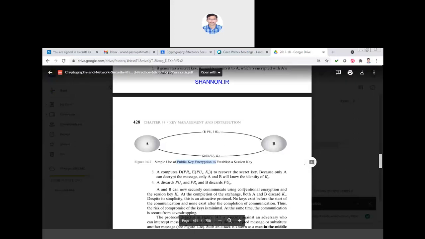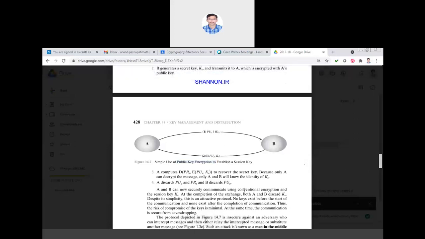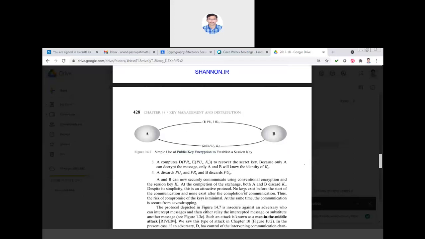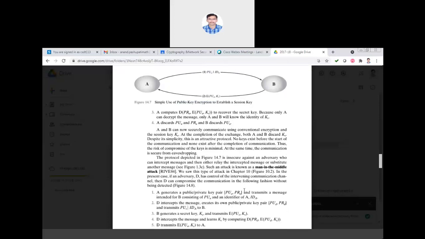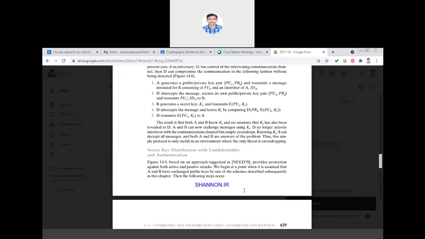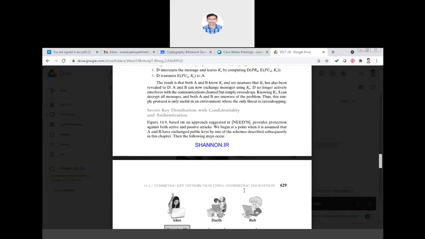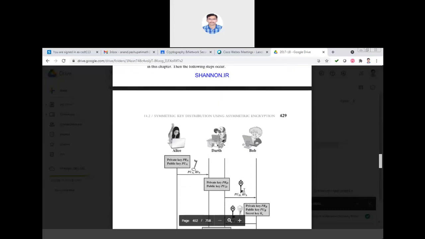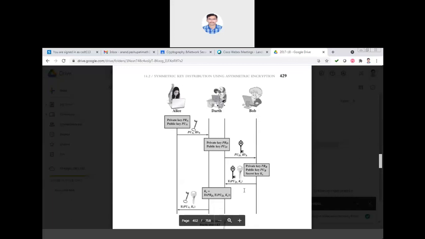So a man-in-the-middle attack can easily be possible in this particular process. How? We will be seeing that further. I'll take you to the next diagram. The process is displayed here in five steps. I'll take you directly to the diagram first, and just by seeing the diagram, you can easily understand.